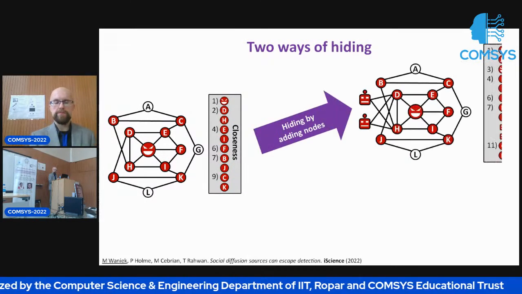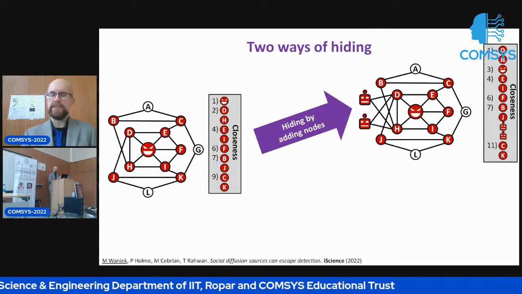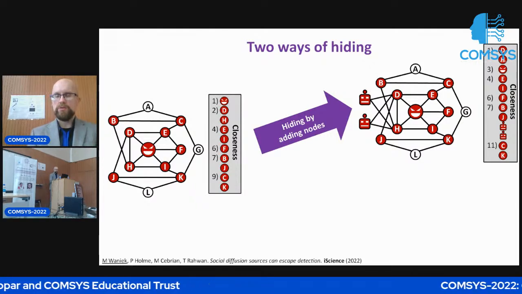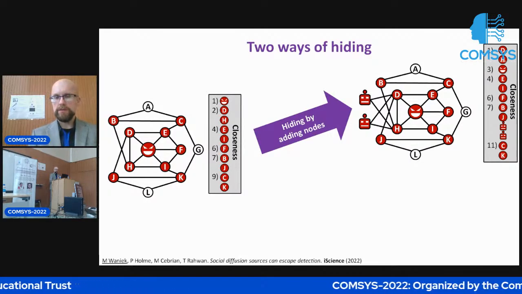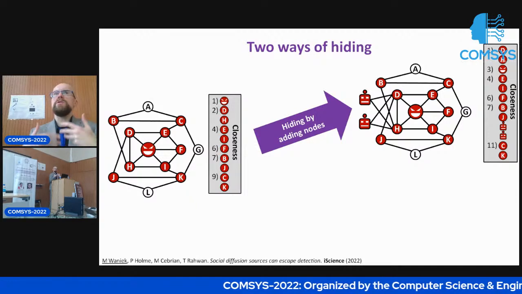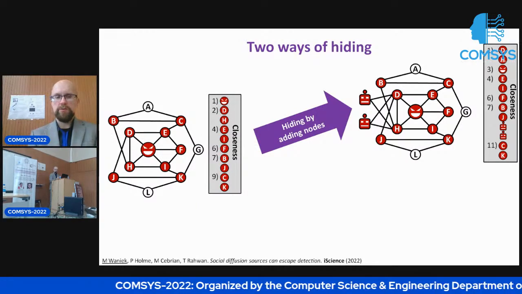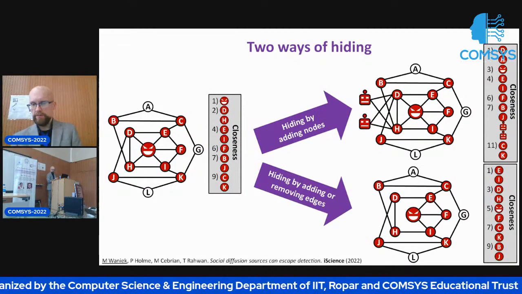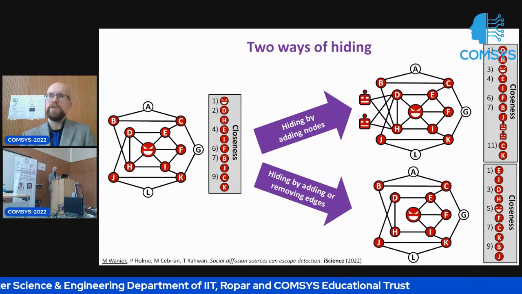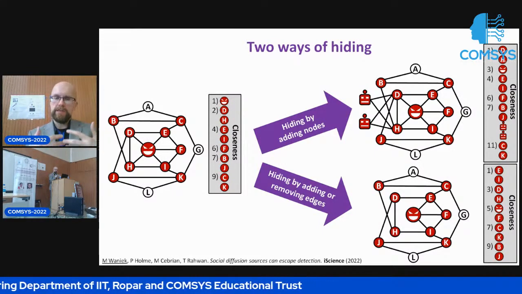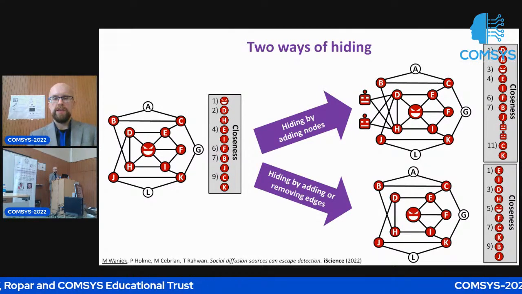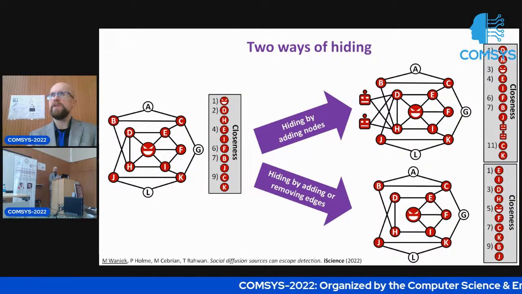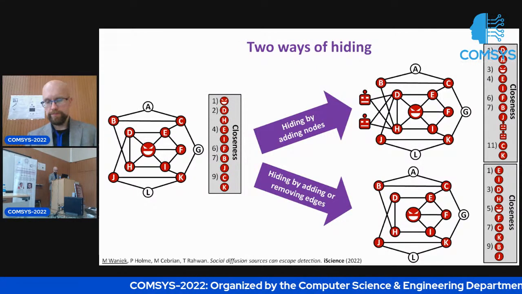We consider two different ways. First, we might consider adding some nodes to the network, right? So in this example, the evader adds two new nodes, represented as bots, in this network, and in this newly changed network, the evader is now not first, but third. Or the evader might try to add or remove some edges from the network. After the diffusion process stopped, the evader might remove, hide their connections with D and H. And now the evader is not first, but fifth in the ranking.